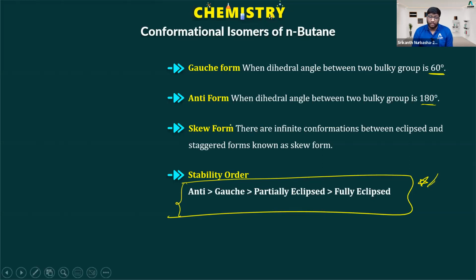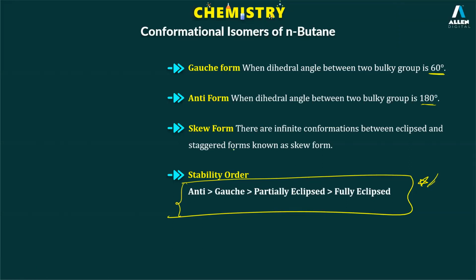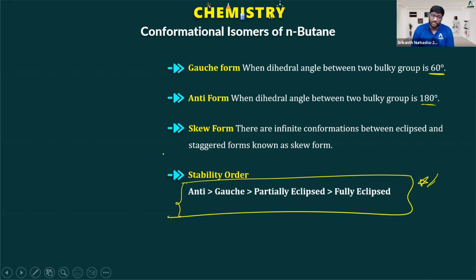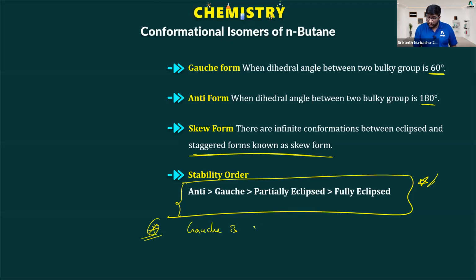there are infinite conformations, right? Between eclipsed and staggered forms, whatever forms are present are said to be skew forms. Whatever conformations we have are said to be skew forms. And you can write down that the gauge form is most stable when there is intramolecular hydrogen bonding.